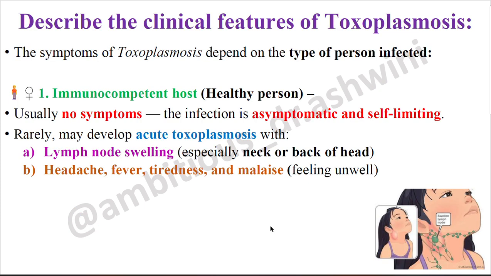Now we will see the clinical features of toxoplasmosis. The symptoms of toxoplasmosis depend on the type of person infected. First one, immunocompetent host, that is a healthy person. Usually no symptoms. The infection is asymptomatic and self-limiting. Rarely may develop acute toxoplasmosis with lymph node swelling, especially of the neck or back of the neck, then headache, fever, tiredness and malaise, which is feeling unwell.